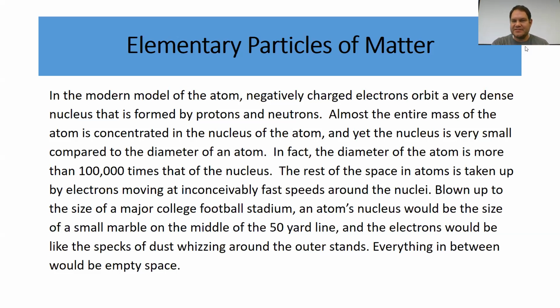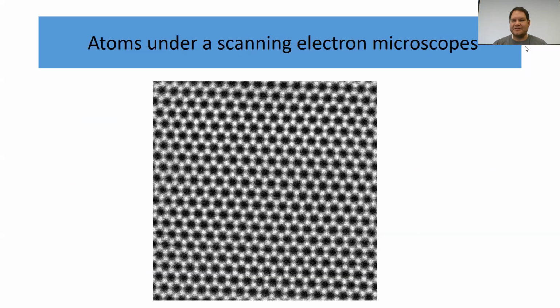Okay, so now let's take a look at a picture of an atom or atoms. We cannot see atoms with our eyes. Okay, we can't even see atoms with a normal light microscope that you would use in a biology class or something like that, where you could see cells and other things.